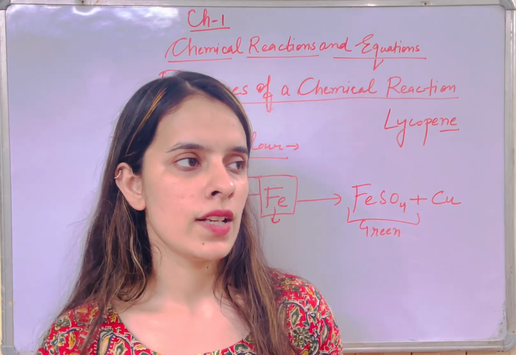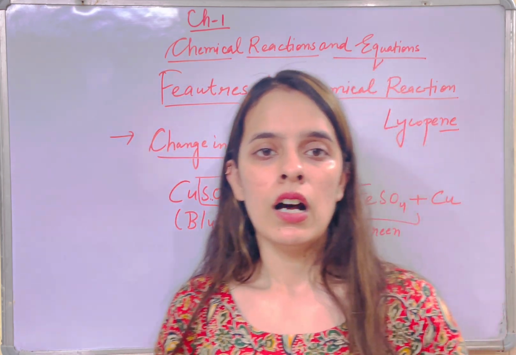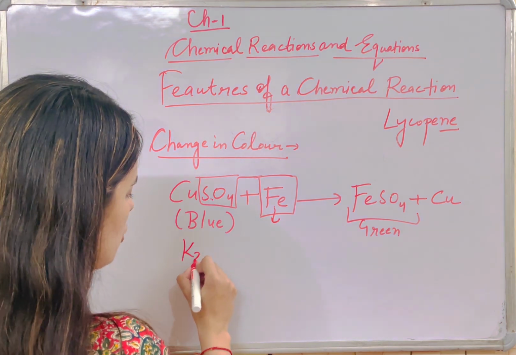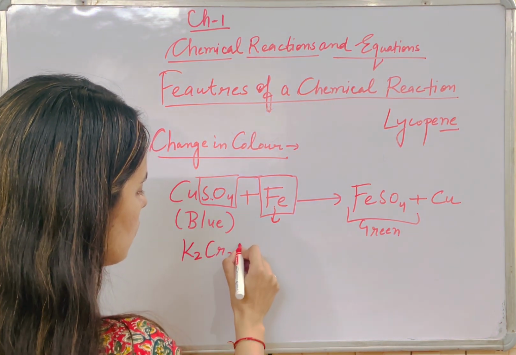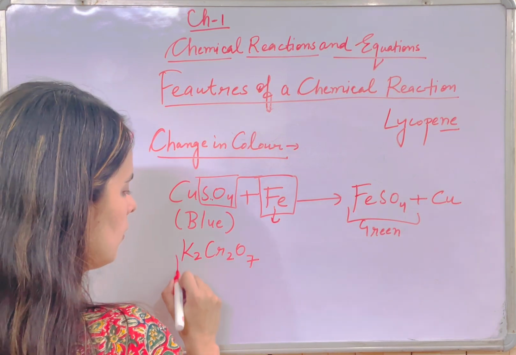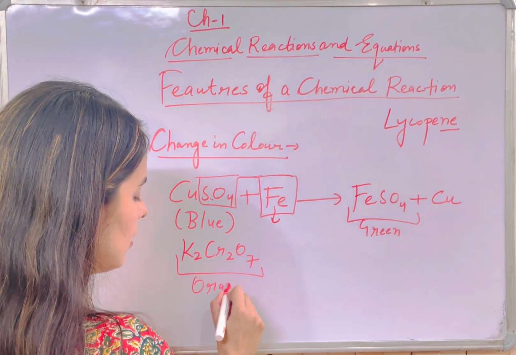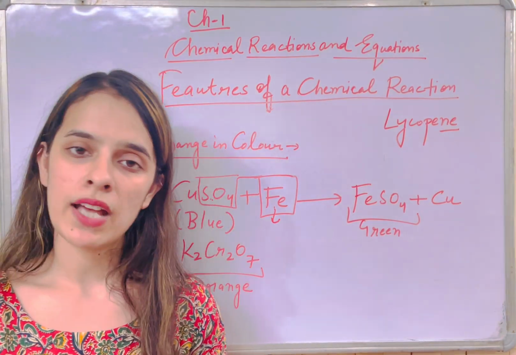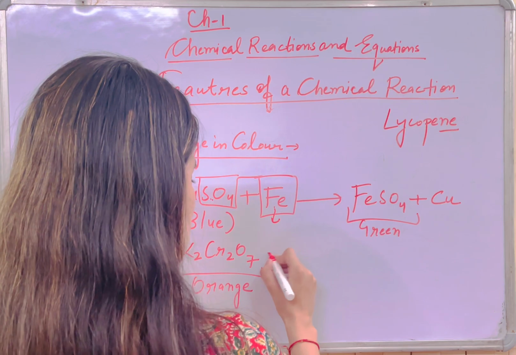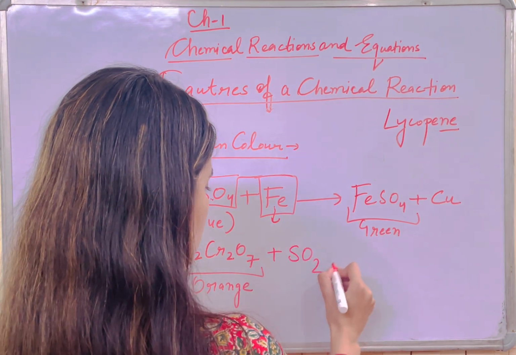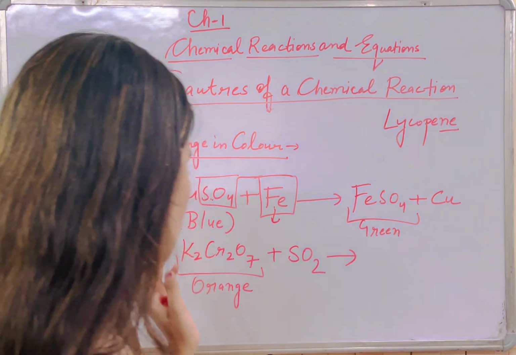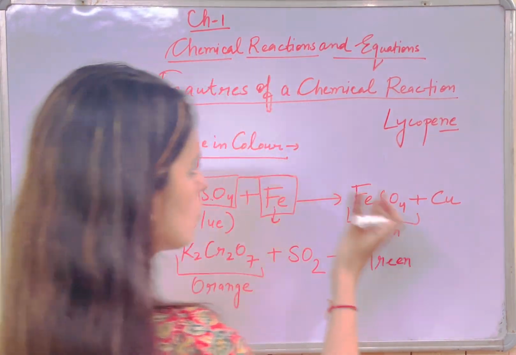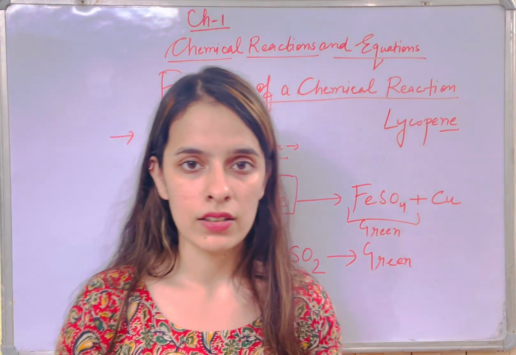There are so many more examples which you can give over here. Like potassium dichromate, K2Cr2O7. Potassium dichromate is orange in color. When you react this potassium dichromate with sulfur dioxide, the color of it will change to green. So this also explains that there is a change in color, right?